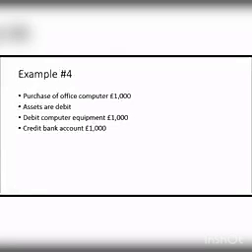Example 4, purchase of office equipment or office computer. I'm going so quick now that I can't even read anymore. So purchase of office computer, £1,000. Well, that's an asset. Assets are debit. Debit computer equipment, £1,000, €1,000, $1,000, whatever. Credit the bank account. If we paid from the bank account, £1,000, we have our debit, we have our credit.